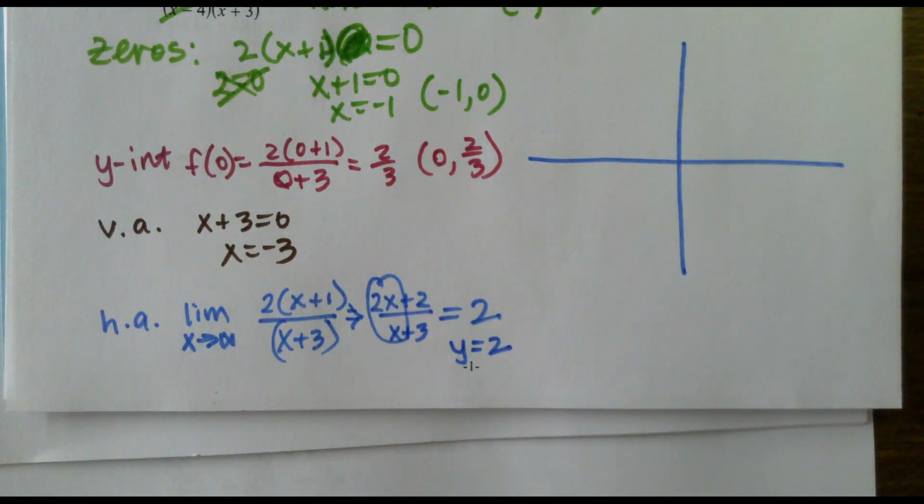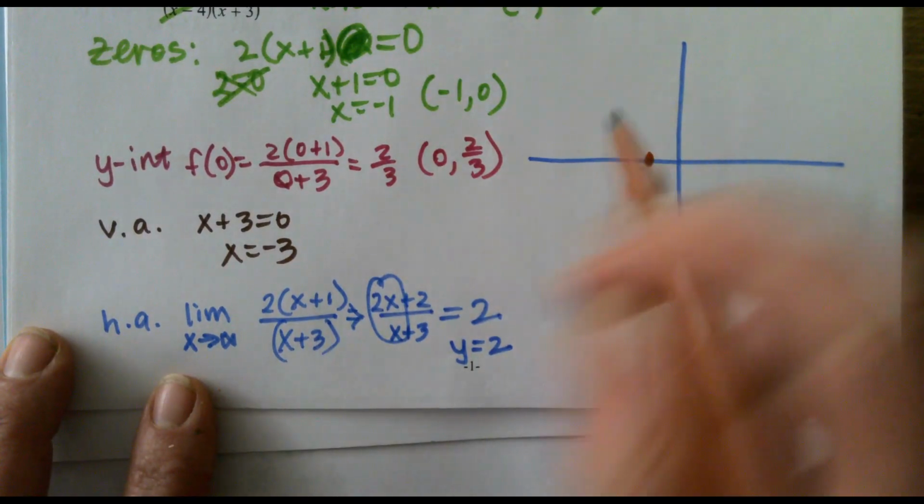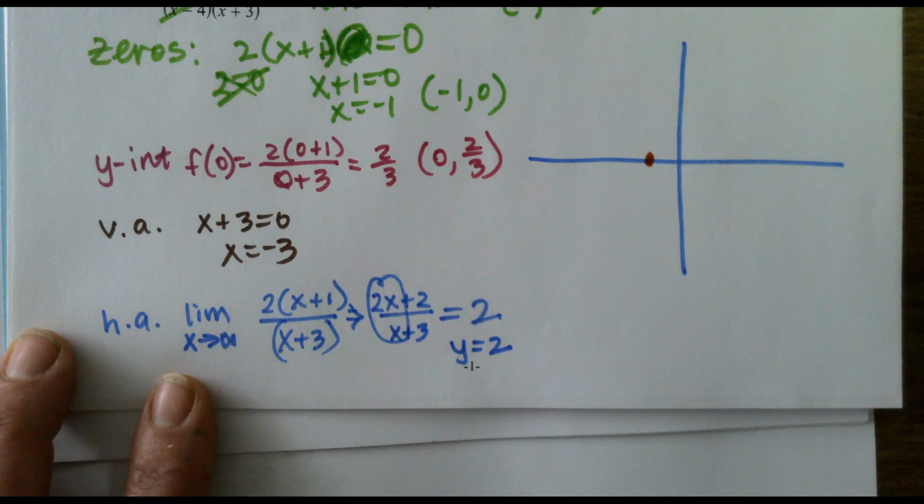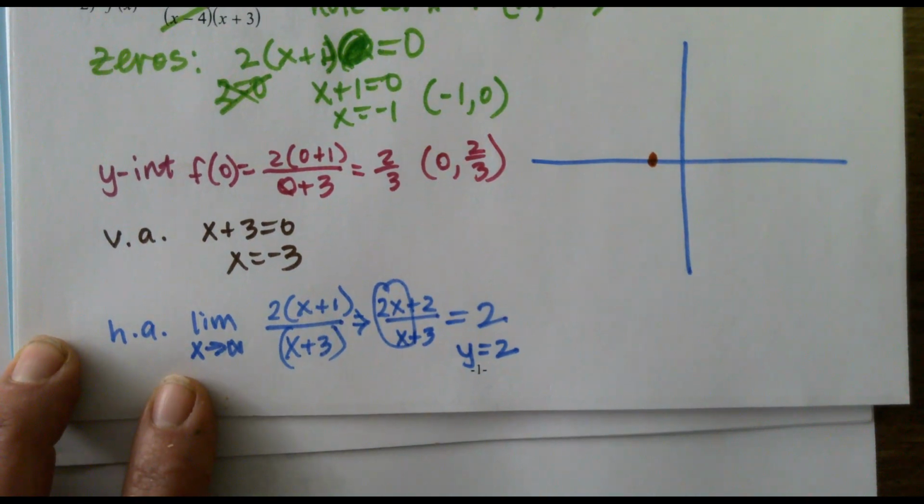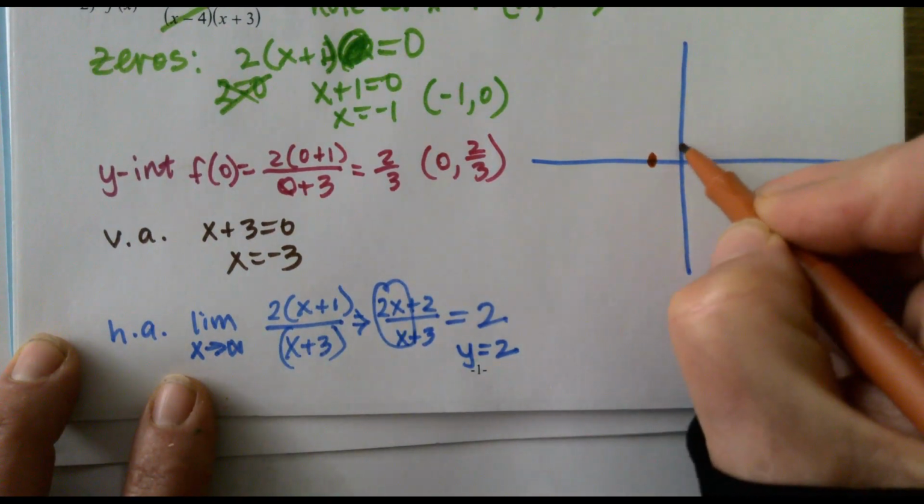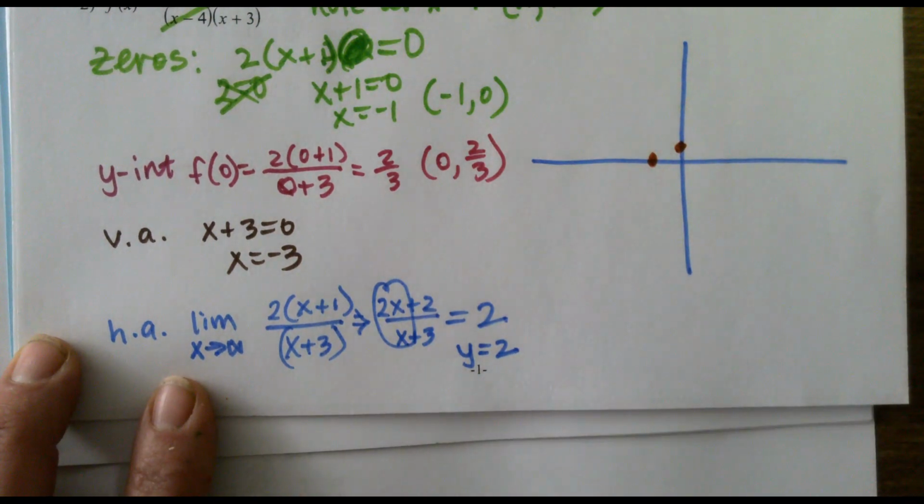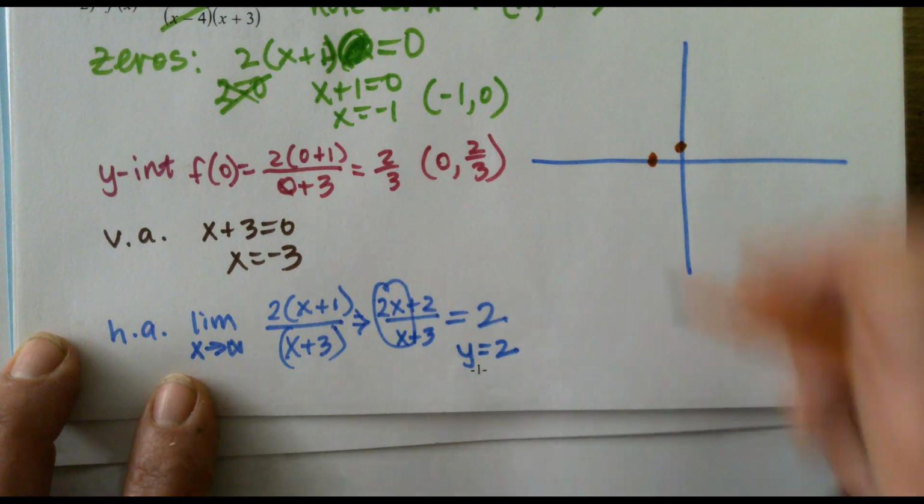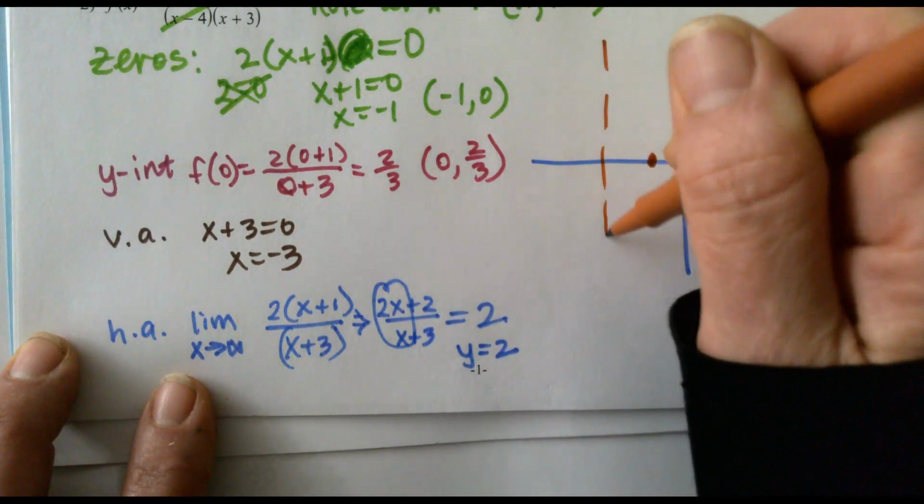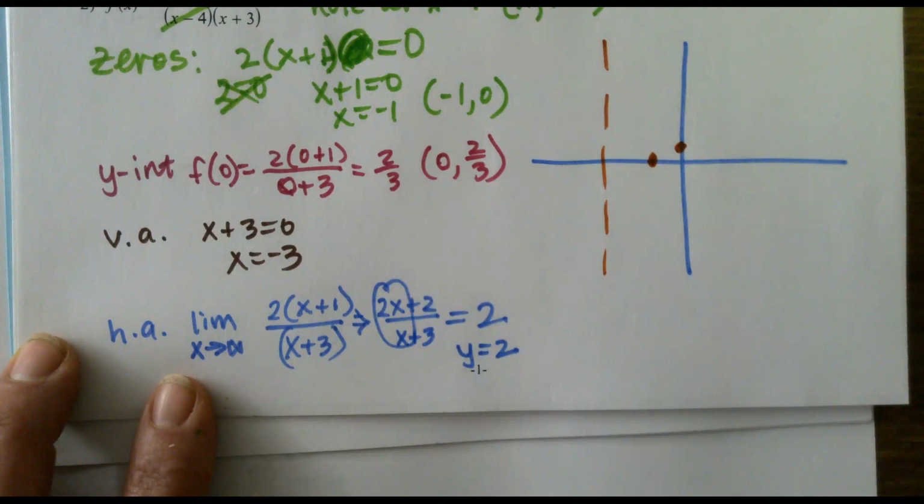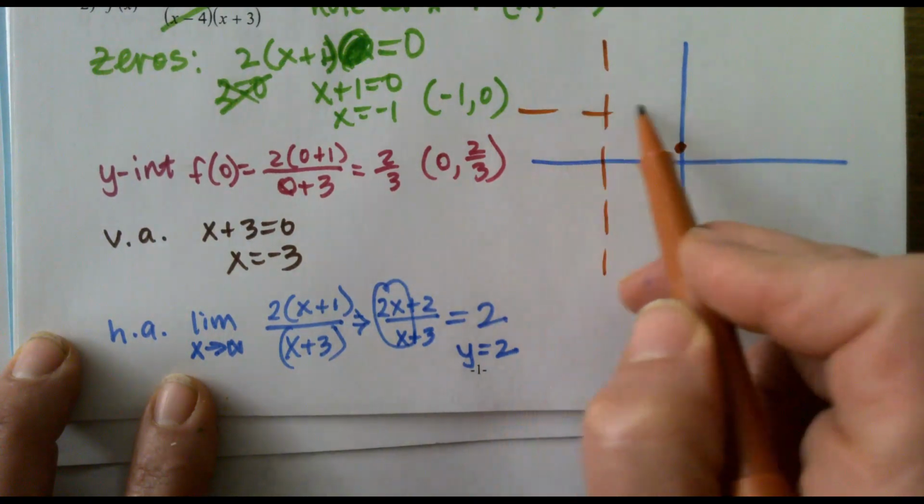And then I put it all together. I have a 0 at negative 1. I have a y-intercept at 2/3. I have a vertical asymptote at negative 3. I have a horizontal asymptote at 2.